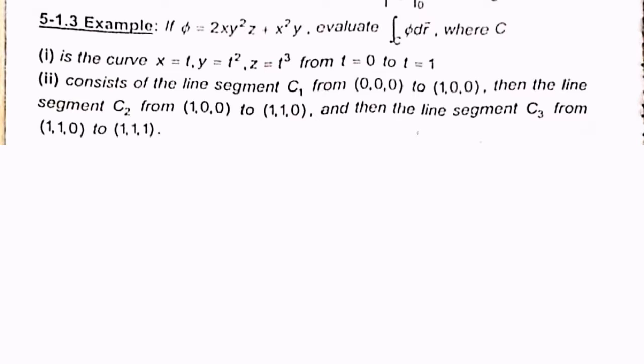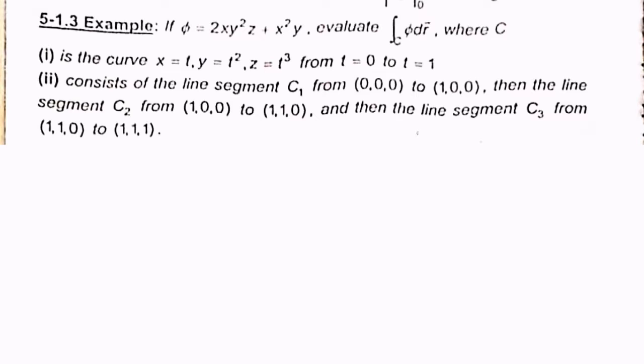And the second part of this example consists of the line segment C1 from (0, 0, 0) to (1, 0, 0), then the line segment C2 from the point (1, 0, 0) to the point (1, 1, 0), and then the line segment C3 from the point (1, 1, 0) to the point (1, 1, 1). So let's start to solve this problem.